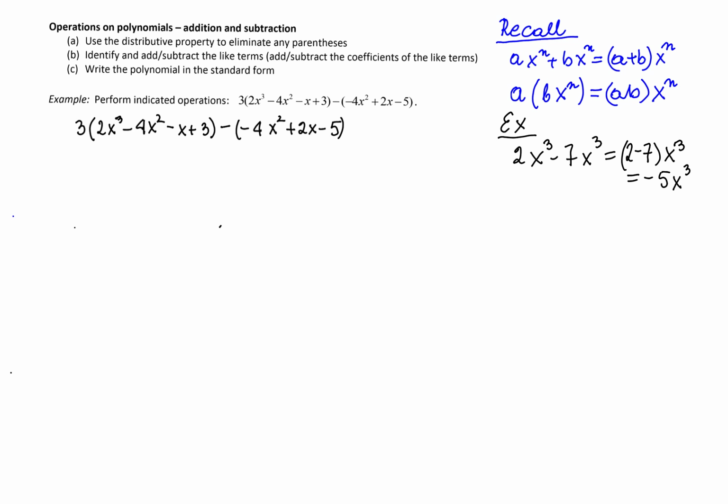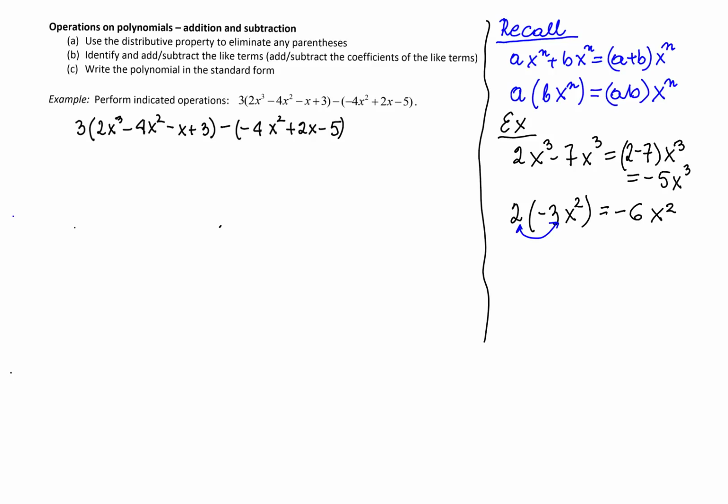Now, if I need to multiply, let's say, the binomial 2x squared by negative 3, then what we do is we multiply just 2 and negative 3 and keep the variable to the exponent, so we'll have negative 6x squared. So with that in mind, we can go to our example and subtract the polynomials.